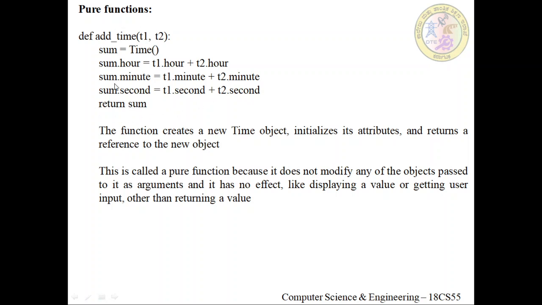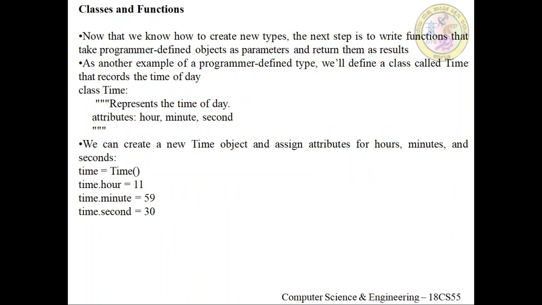If you look, this function is not modifying the attributes of the t1 and t2 objects, and such a function we call a pure function. It does not modify any of the objects passed to it as an argument, and it has no effect other than returning a value. It does not display a value or get user input. Such functions we call pure functions. So this particular example, let me show you now.